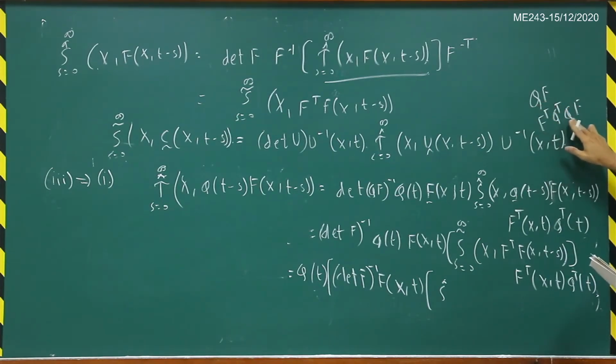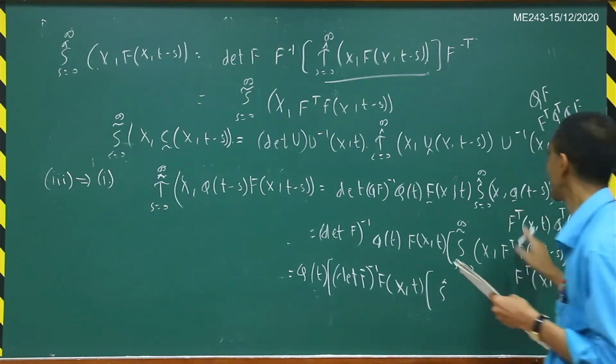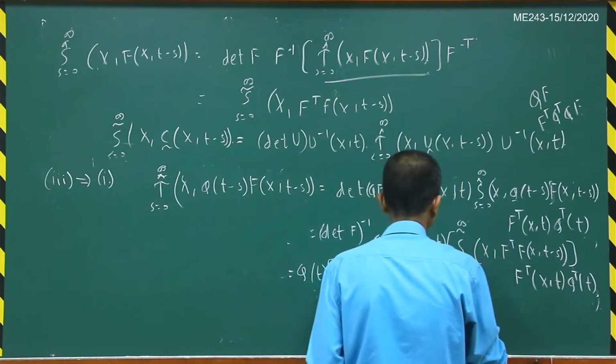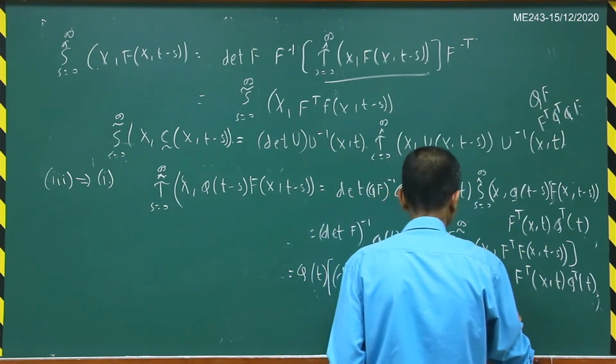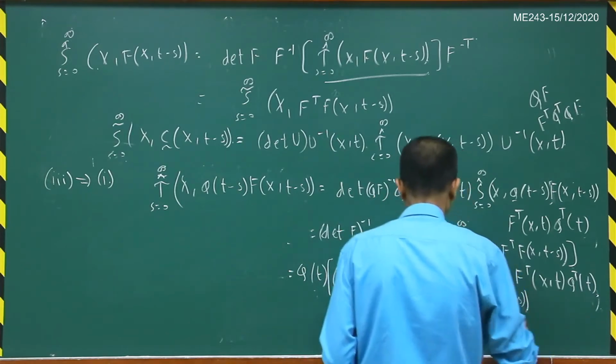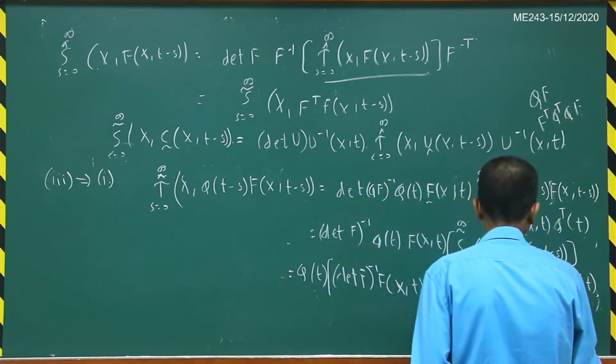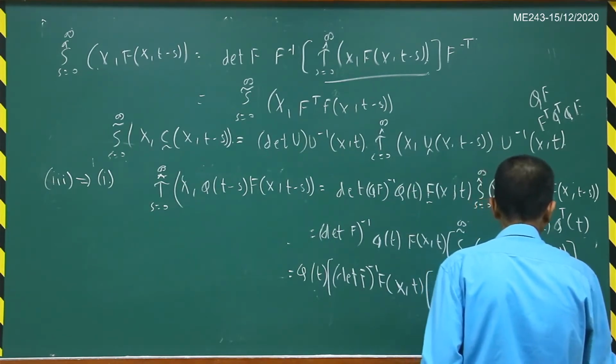Q transpose Q is identity, so it becomes F transpose. So that is what I'm writing here. And then that is nothing but S hat of F. So this is S hat of x, comma F of x, t minus s, times F transpose of x, comma t, times Q transpose.